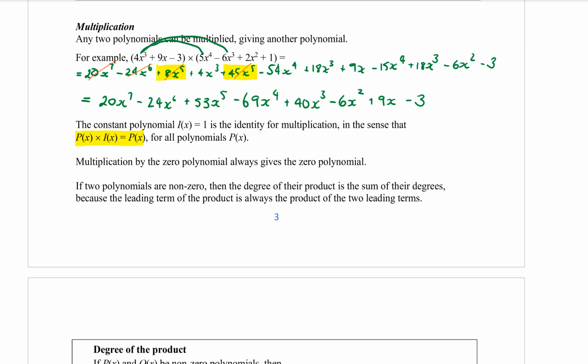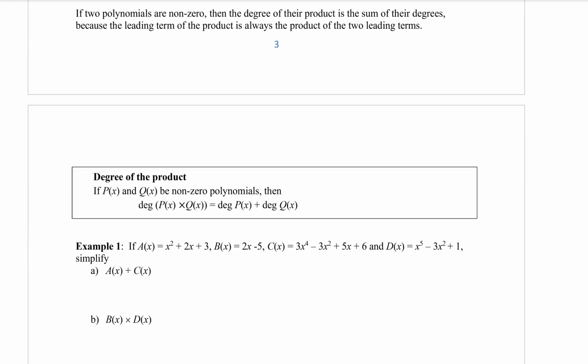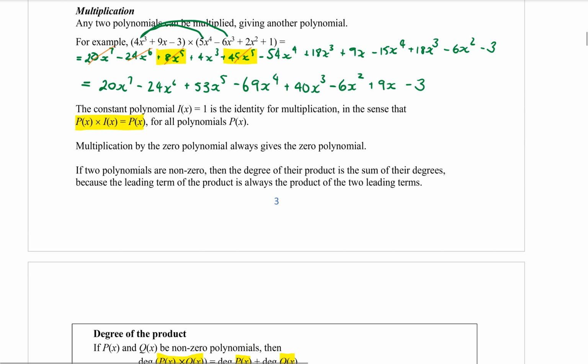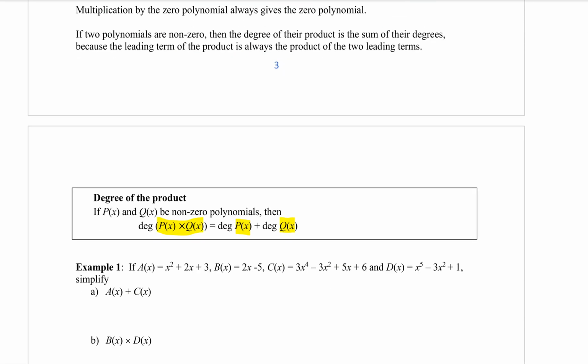That's the next one. If two polynomials are non-zero, then the degree of their product is the sum of their degrees. So that's summarized in this next box. P of x and Q of x, if they're non-zero polynomials, when I multiply them, the degree will be the degree of P of x plus the degree of Q of x. The one that I just did, my first polynomial was a degree 3, and my second polynomial was a degree 4. 3 plus 4 is 7, and my answer was a degree 7 polynomial. So that's what that's saying. The degree is the highest power of x. Okay, so most of that was really just theory.